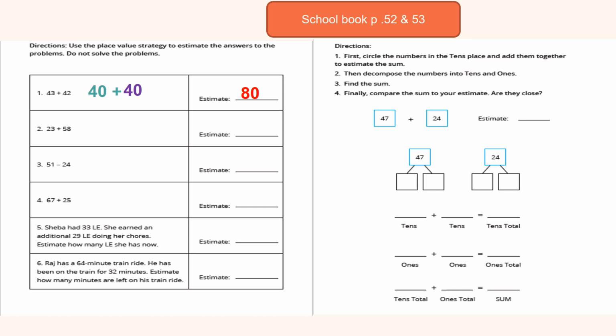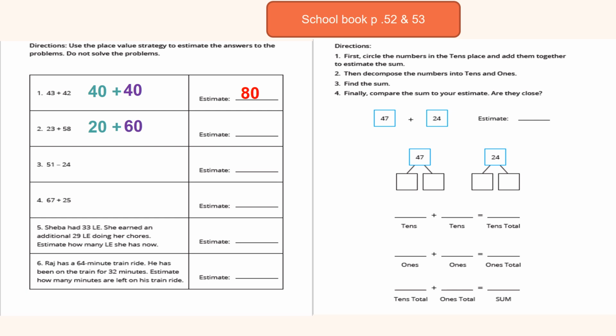58, between what and what? Between 50 and 60. Ones is 8, 8 more than 5. So you will go to next door. So 58, it will be 60. 20 plus 60 equals 80.